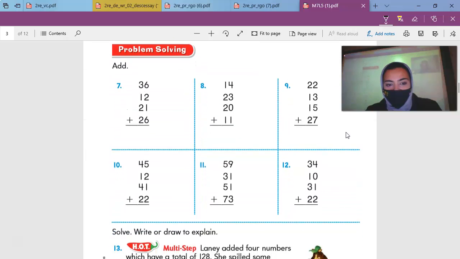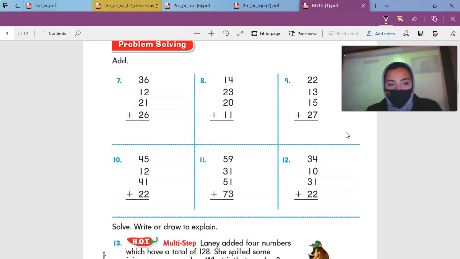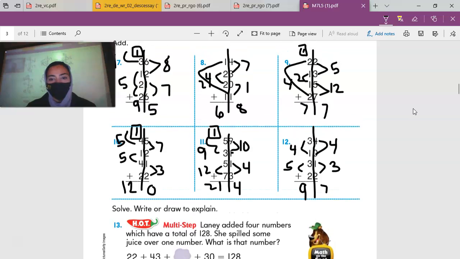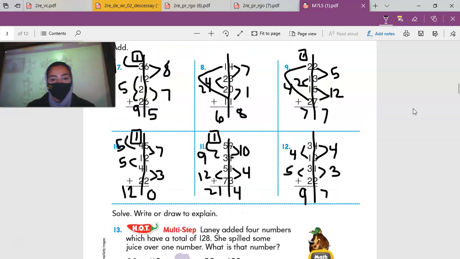Okay, now I want you to go ahead and pause the video, and I want you to try to do number 7 through 12 on your own. You can pause the video now. Okay, so now that we have completed 7 through 12, here are the answers. If you want to go ahead and copy this down, you can pause the video now.